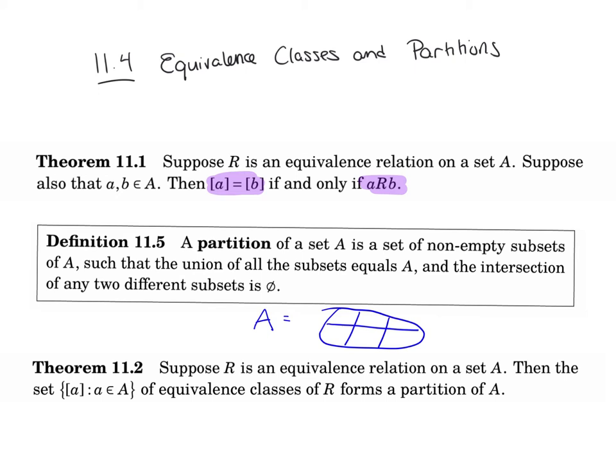The theorem that we're going to get says that if you have an equivalence relation, then if you look at all of those different equivalence classes, they form a partition. So my equivalence classes don't overlap at all, and if you union them, you get the entire set. That's all of those different islands that we have floating around. So why don't we go ahead and actually prove each of these theorems?